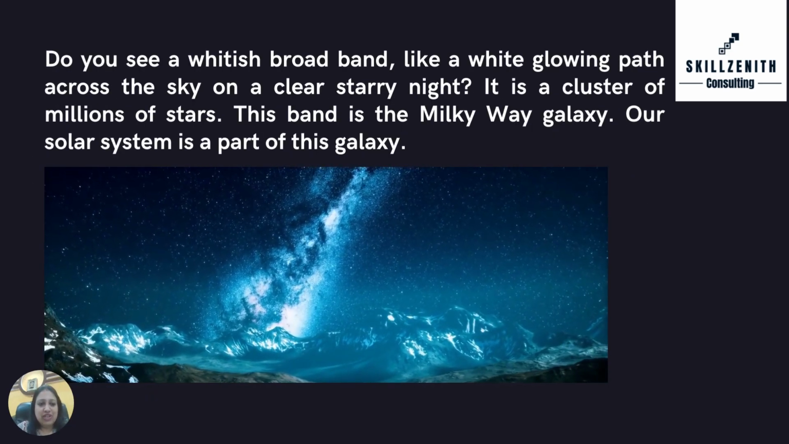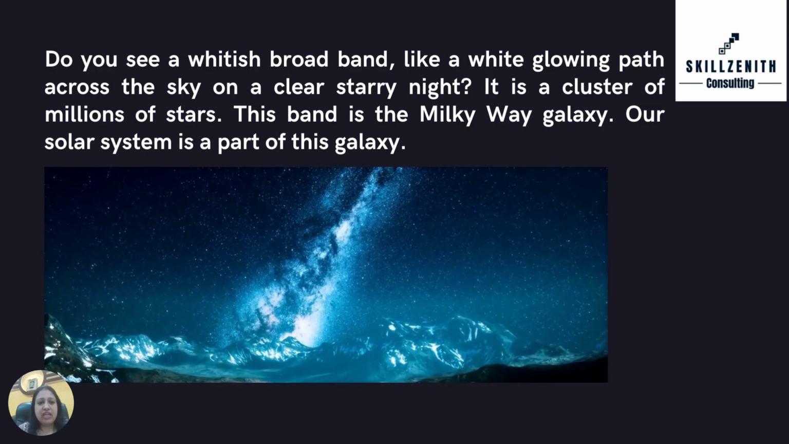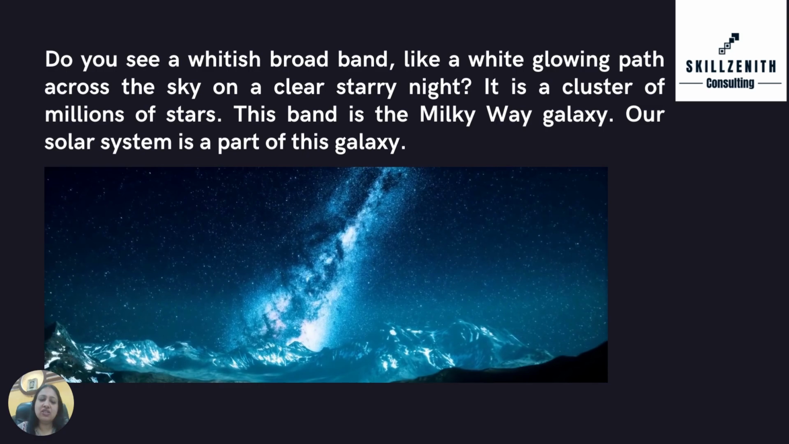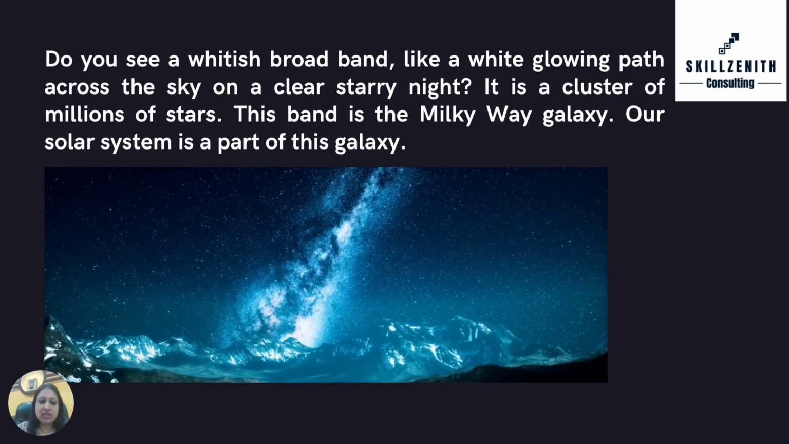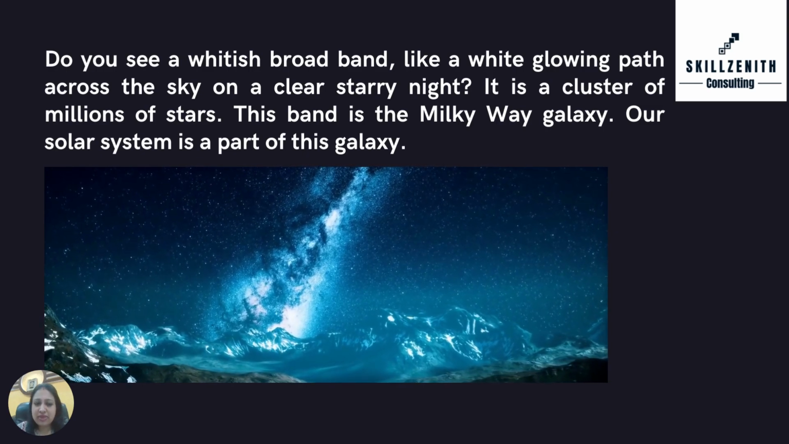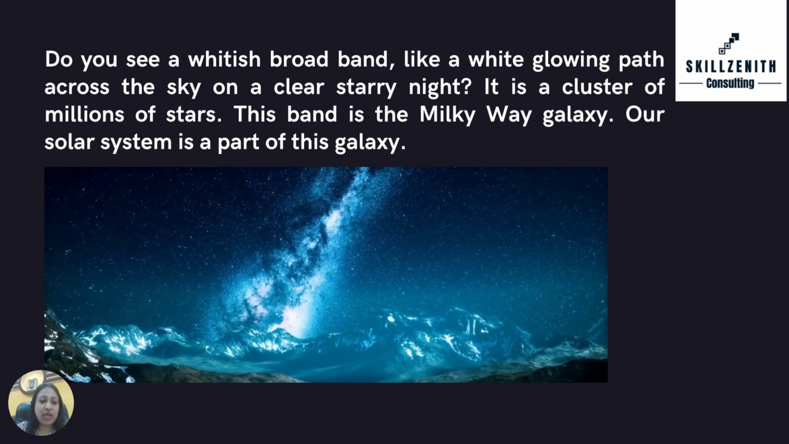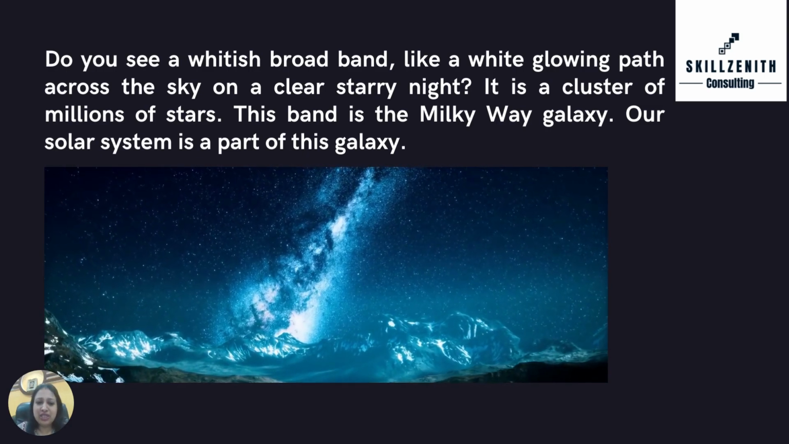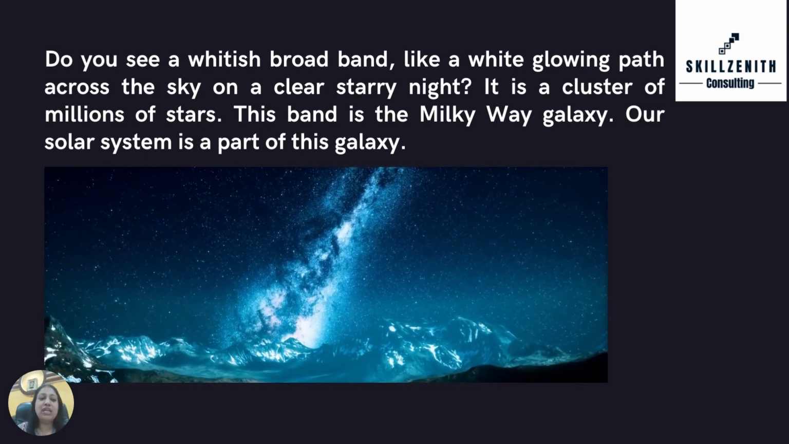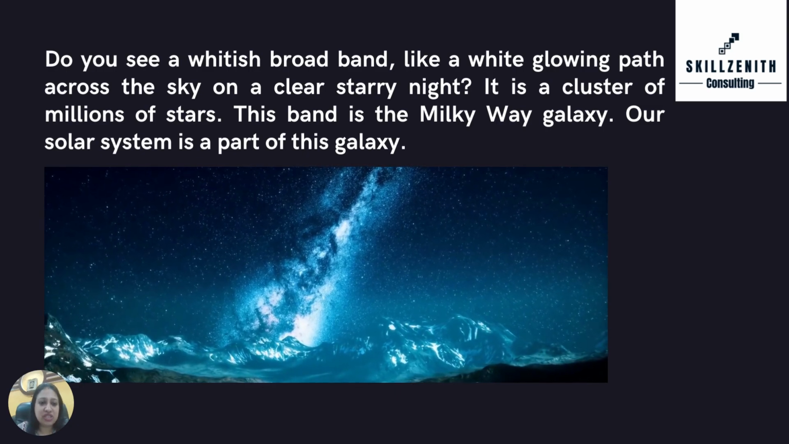Now let's talk about our galaxy. Do you see a whitish broad band, like a white glowing path, across the sky on a clear starry night? If the sky is really clear and you can see all the stars, you can see one big, broad band, like a white glowing band. So, what do you think it is? It's a cluster of millions of stars. It's nothing but a cluster, that is a group of millions of stars.